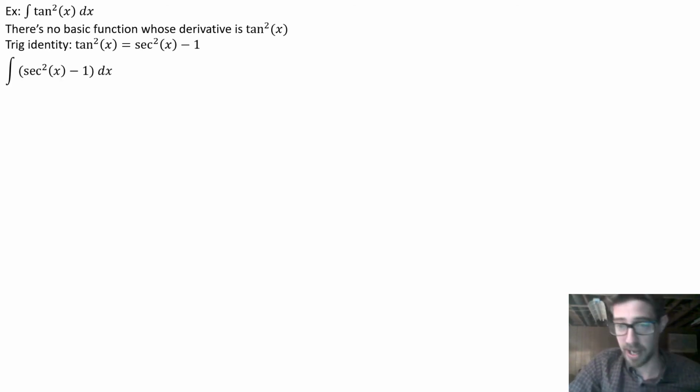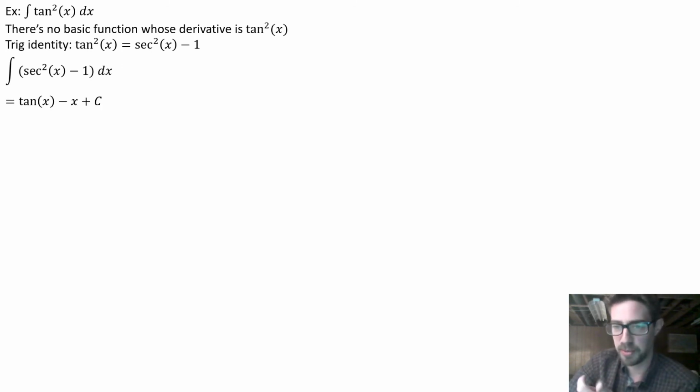So again, no calculus has been done. We haven't done any calculus yet. We just used a trig identity to replace the integrand with something else. And again, it just so happens that in this case, we can integrate these two things. So think about it. What's a function whose derivative is secant squared? And what's a function whose derivative is 1? You know both those things. The derivative of tangent is secant squared, and the derivative of x is 1.